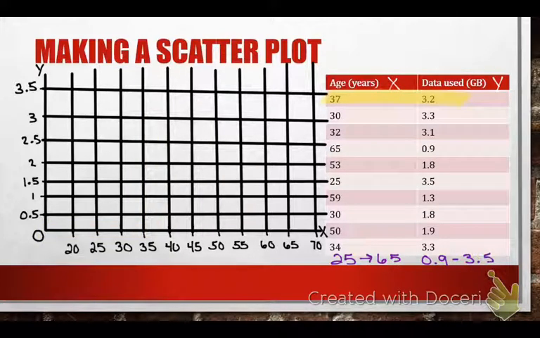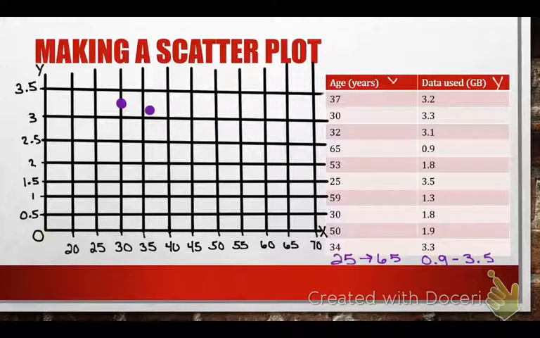Okay? So for the second one, 30 and 3.3. I'm going to, again, follow it over to 30. This means that a 30-year-old is using 3.3 gigabytes of data, and I plot my point there. You see what I'm doing here? I'm going to do another one.